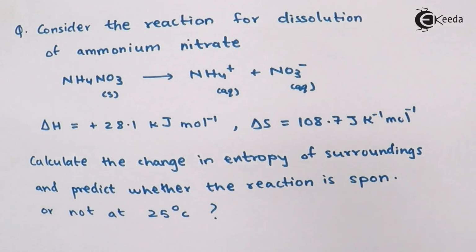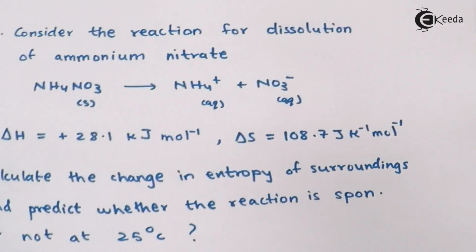Otherwise it won't be. So let us calculate the thing. In this case we have to calculate the entropy change of the surrounding as well as the total entropy change, and on that basis we are going to predict whether the reaction is spontaneous or not. So first of all, let us see the data that they have provided to us.